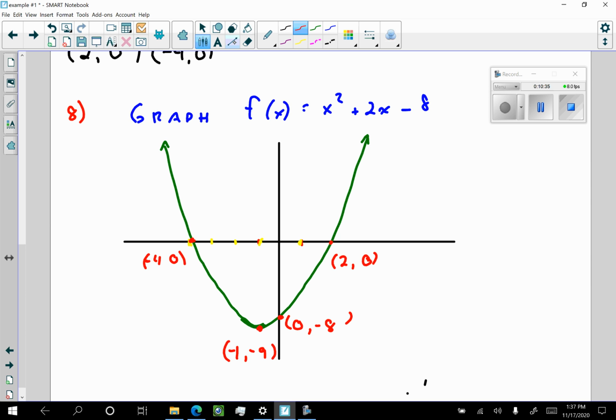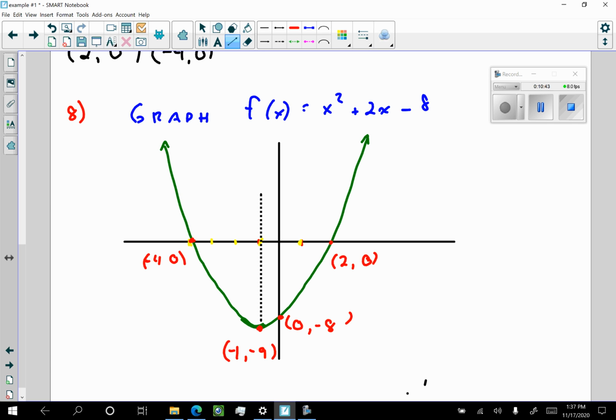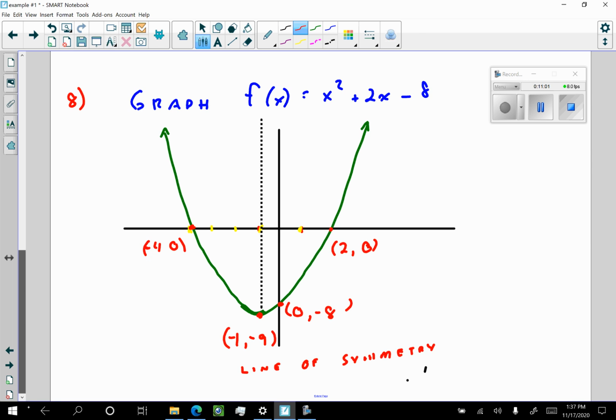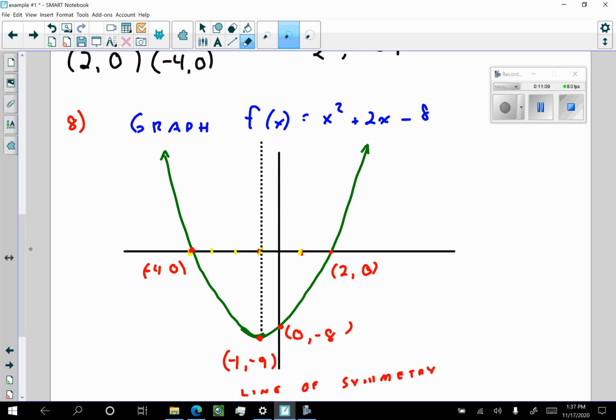The other thing I haven't talked about is this, and let us not forget about it. This is the line of symmetry. We're going to talk more about this when we get back from Thanksgiving break. But the line of symmetry right there, ladies and gentlemen, is x equals -1. We have to start thinking about it now. That means, just like the video said, that if you take this half of the graph and flip it over, it's going to match this side perfectly.